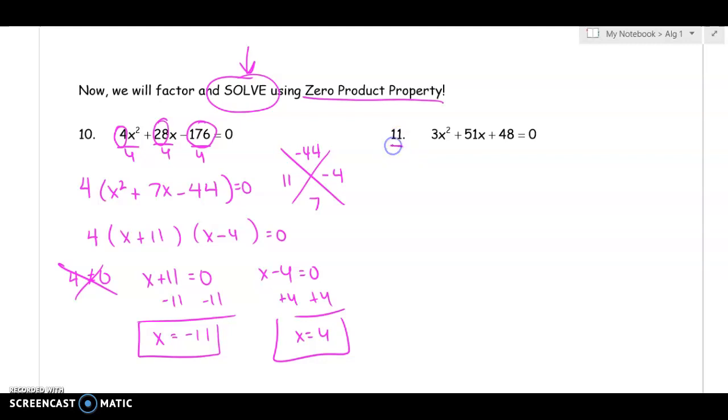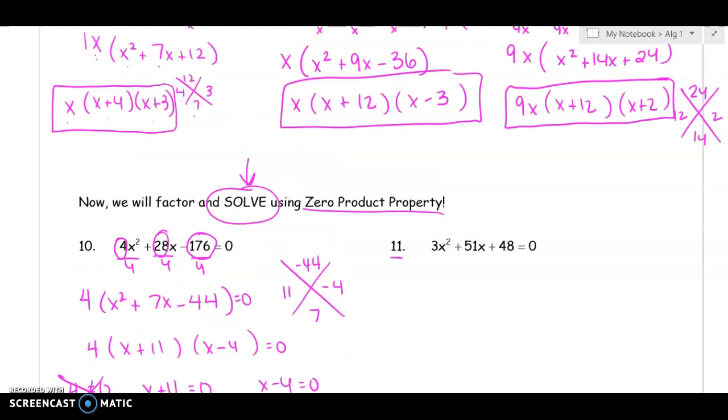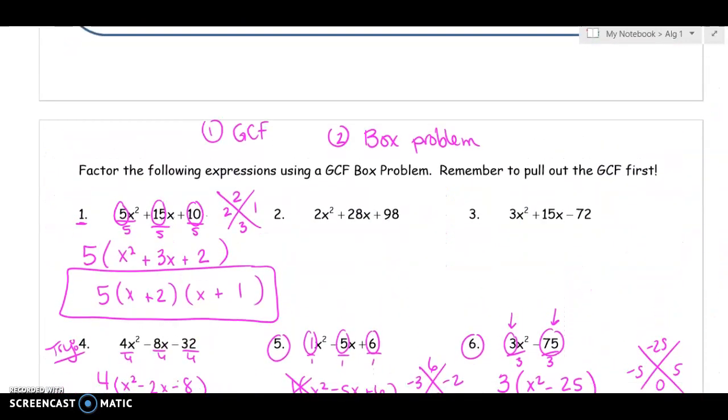Before we do number 11, real quick, I wanted to walk you through the steps for these problems when you are solving. So I already mentioned the steps when you're just factoring. You do the GCF and then you do the box problem.